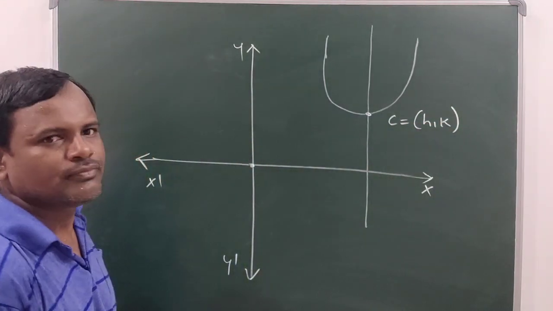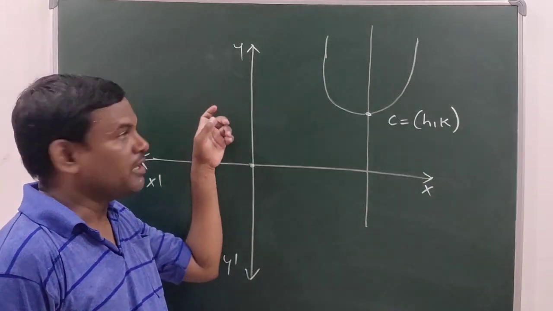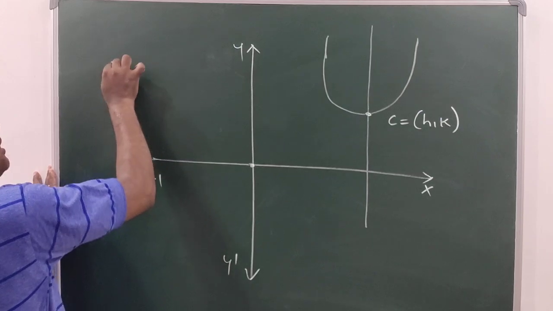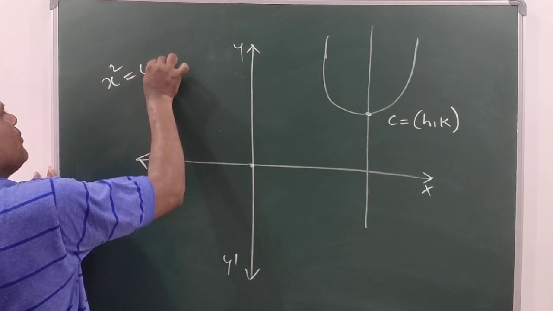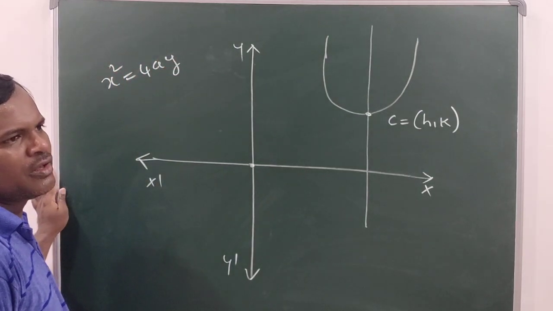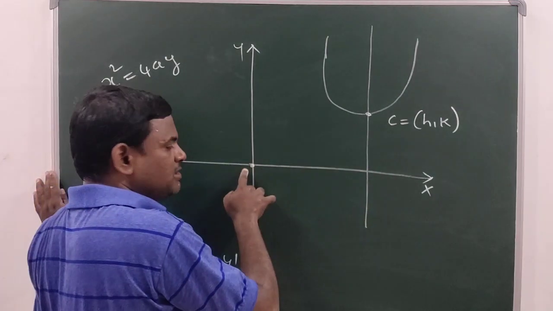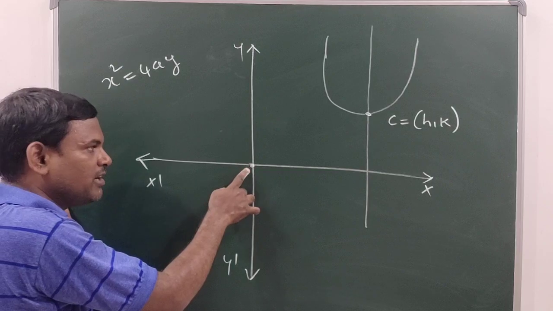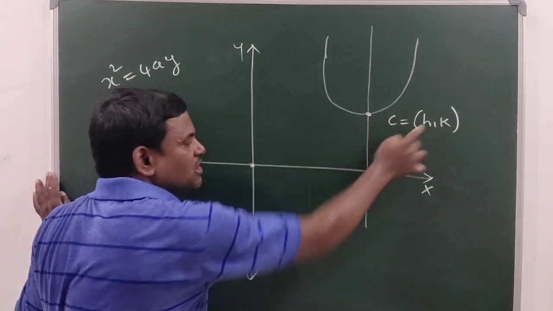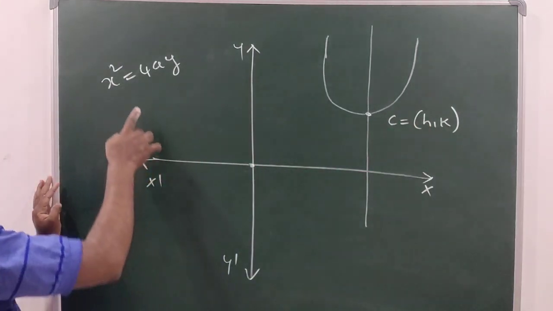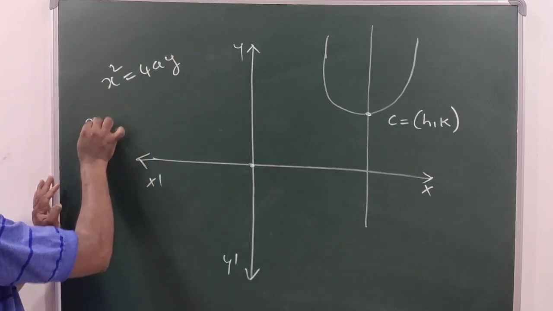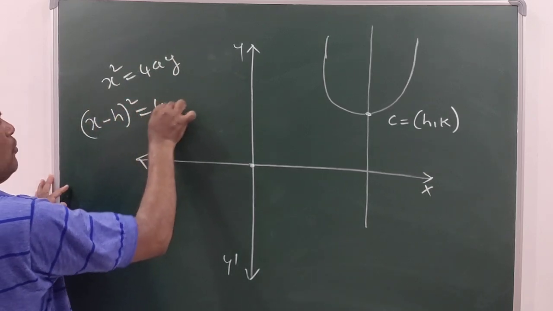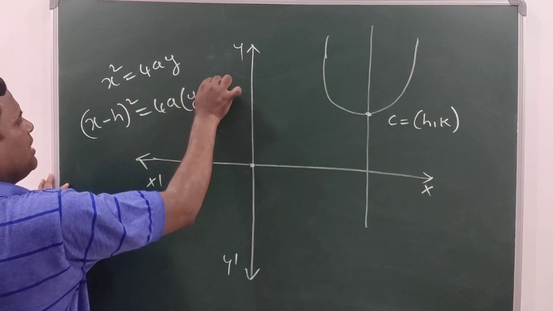Now you know, if the axis of the parabola is the y-axis, whose standard form is x square is equal to 4ay, and if the vertex is at the origin for this parabola, and the vertex is shifted from the origin to h comma k, then the equation will be transformed as x minus h whole square is equal to 4a of y minus k.